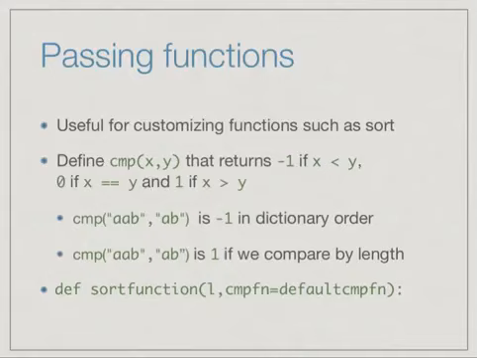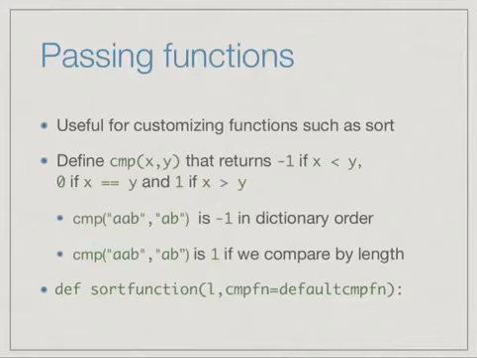So we might have one sort in which we compare strings in dictionary order. A string like AAB will come before AB because the second position A is smaller than B. So this will result in -1 because the first argument is smaller than the second argument. If on the other hand we want to compare the strings by length, then the same argument would give us +1 because AAB has length 3 and is longer than AB.